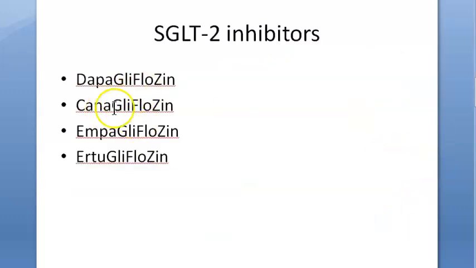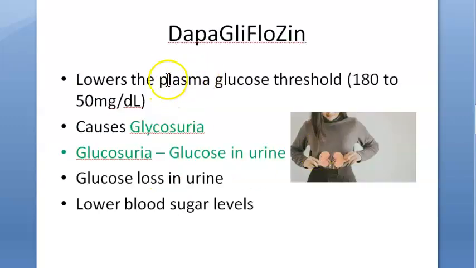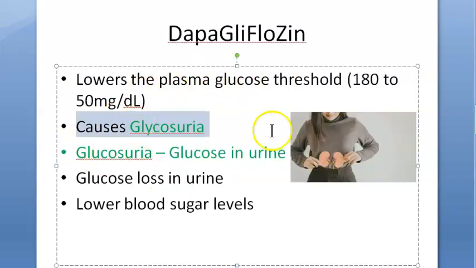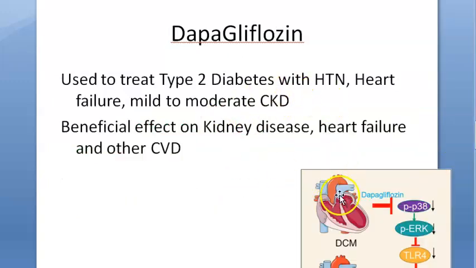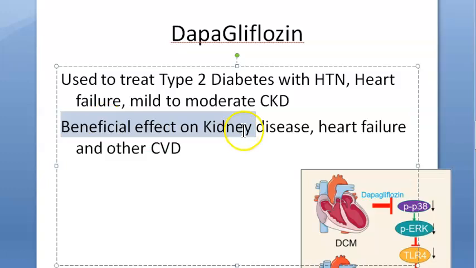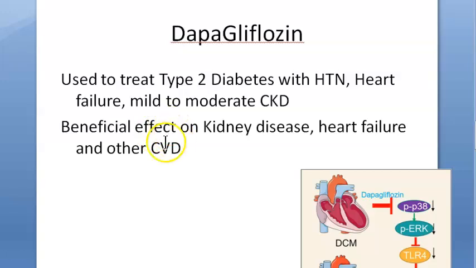Like dapagliflozin, you have canagliflozin, empagliflozin, ertugliflozin. Okay. So it is going to cause glycosuria. That is sugars in your urine, or if you say glucosuria, glucose in urine. So that will lower the levels of blood sugar. So you can also use it to treat heart failure, even chronic kidney disease, mild to moderate. It has a beneficial effect on kidney, heart, and other cardiovascular diseases. So it has a protective effect.